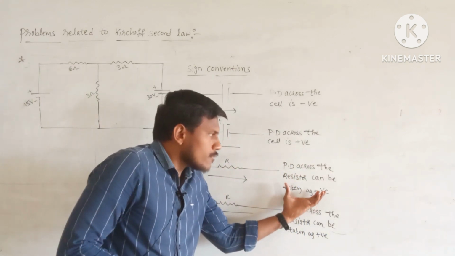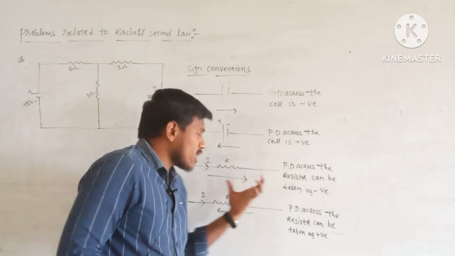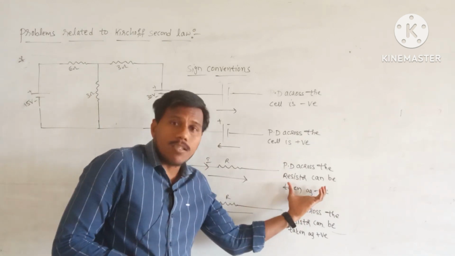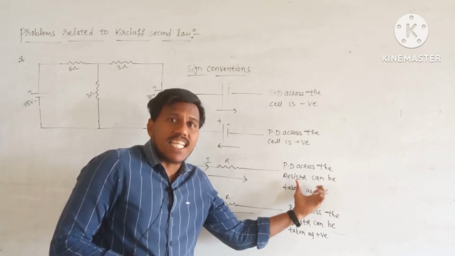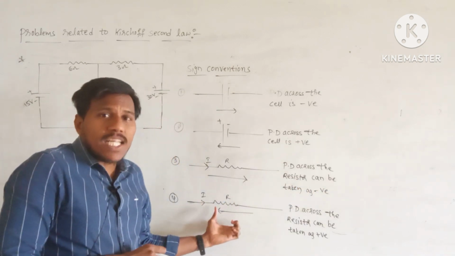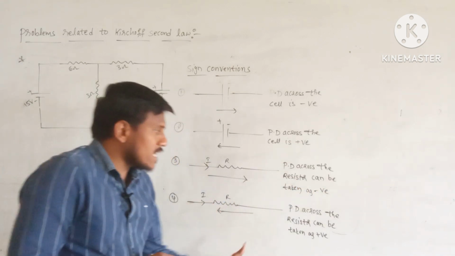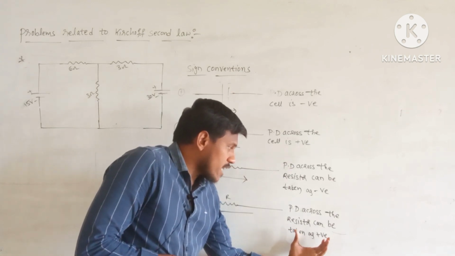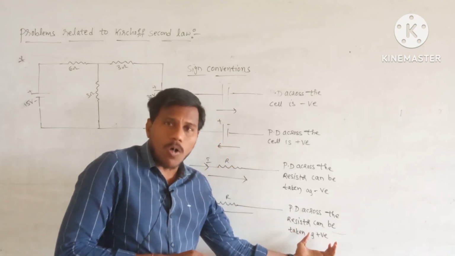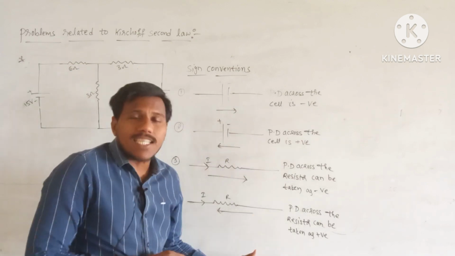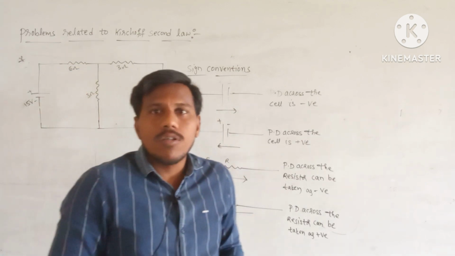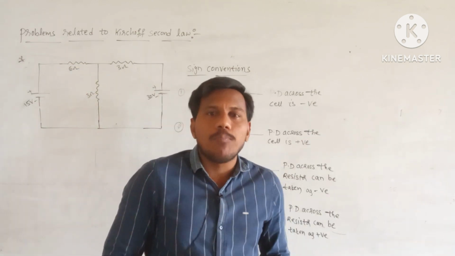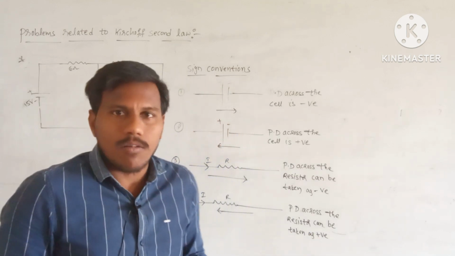Here drop of potential takes place across the resistor. That's why I am writing potential difference across the resistor is negative. Here rise of potential takes place across the resistor. That's why I am writing potential difference across the resistor can be taken as positive. So these are the sign conventions we have to follow for solving the problems related to Kirchhoff's second law.